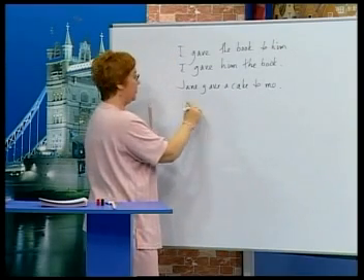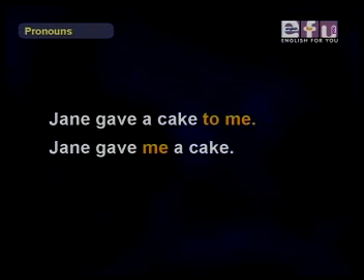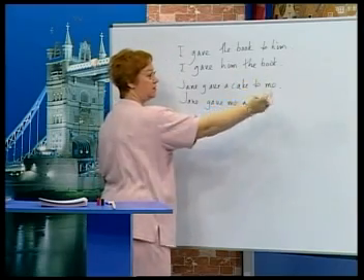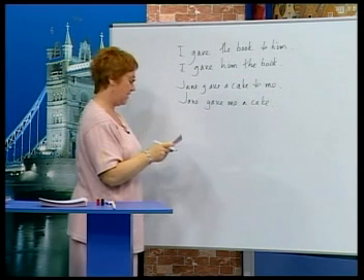Jane gave a cake to me. Jane gave me a cake. So we moved it. Took out "to" and we moved it. Jane gave me a cake.